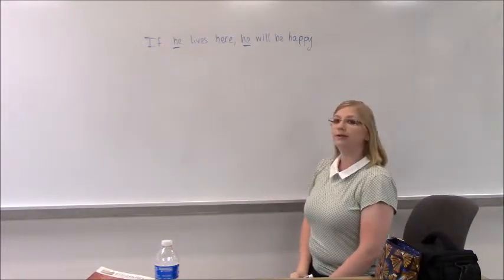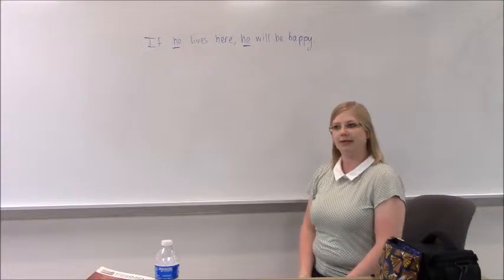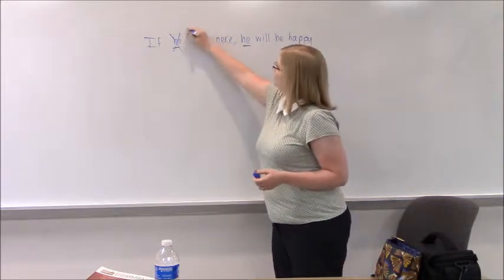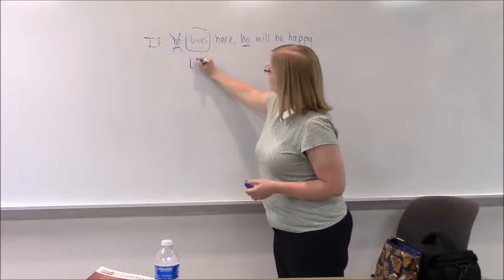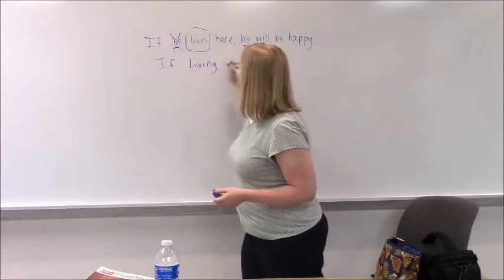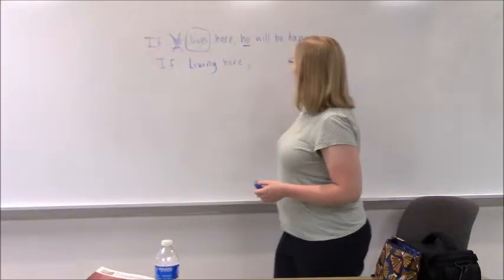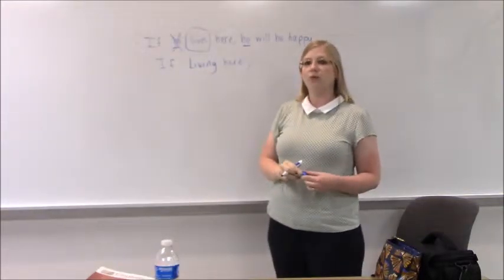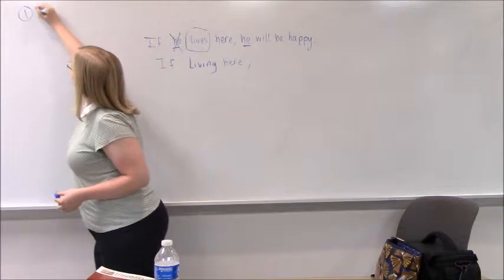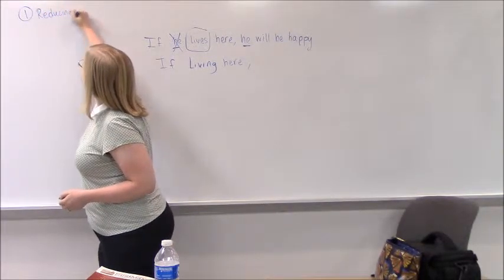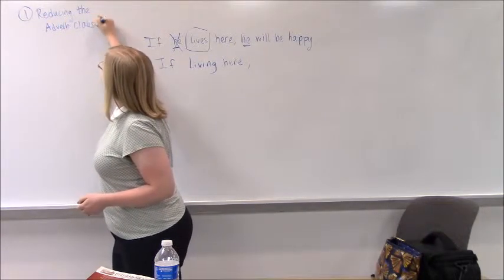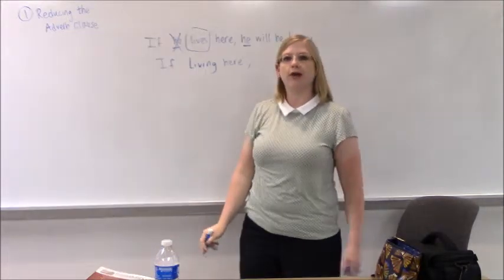So next, we are going to delete the subject of the dependent clause here. And then we are going to change the verb to a gerund. So it would become living. So our newly reduced sentence is, if living here, comma, he will be happy. Okay? So one way that we can reduce conditionals is by reducing the adverb clause, following the same rules that we have already learned.